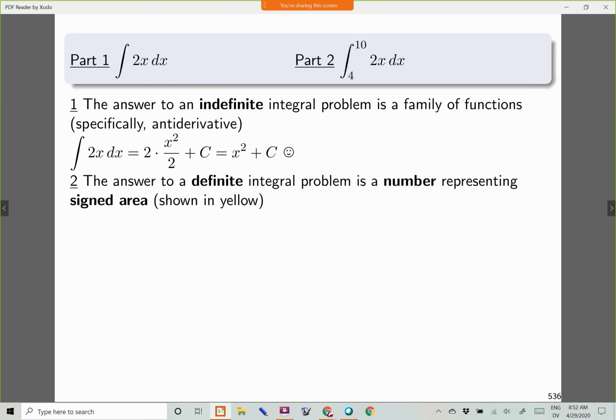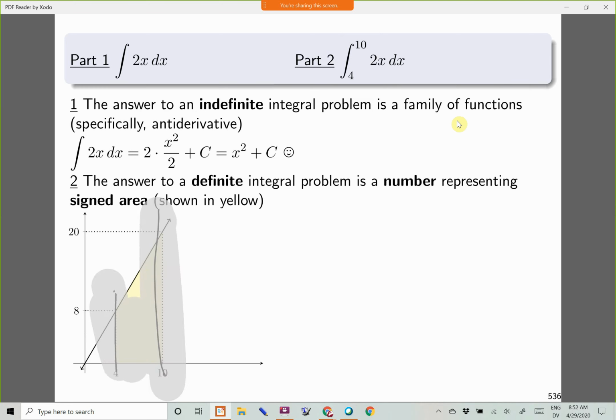The definite integral, this other one, part two, is an area, or more specifically a signed area. The final answer is a number, an area, not a function with a plus c on it. It's shown in yellow in this picture here. So I graphed y equals 2x, right? That's just a line, slope 2, y-intercept 0. So I just drew that line. I drew in the x values of 4 and 10. Like in some earlier pictures, they have been solid, but I drew them dotted. I think it'll be easier to spot some of the things I want to talk about.